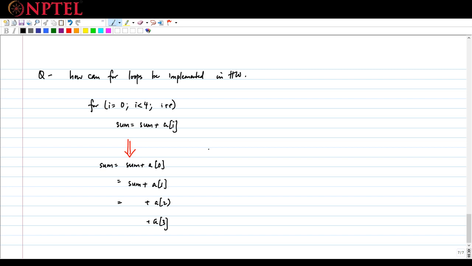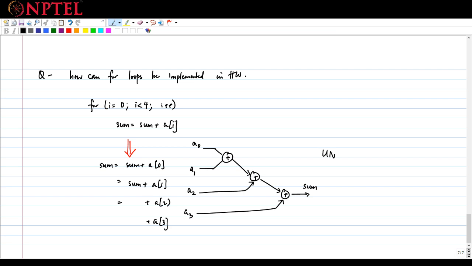Which basically means it would look something like a0, a1, add them together, add the result with a2, add the result with a3, and I finally get sum. Right? This approach is something called unrolling. Right? What I have done is I have taken the for loop and I have unrolled it to get this equivalent new code. Right? The other approach that can be used for implementing hardware, and which is more general, right?